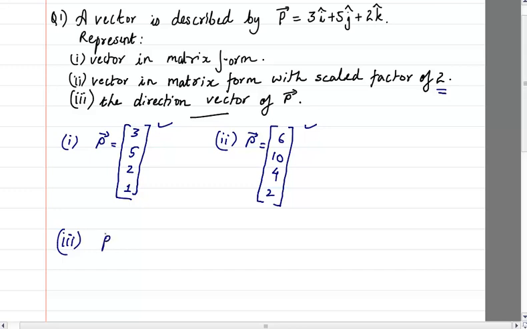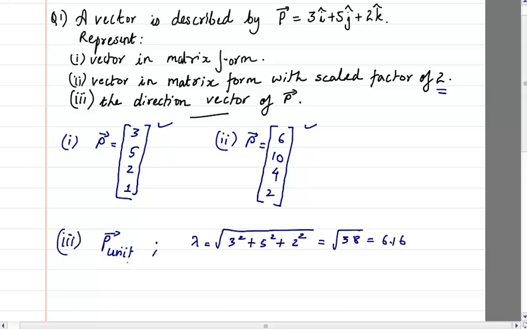So I want to find p unit. For p unit, I will first have to find out what is the magnitude of the vector p. The magnitude of vector p is going to be under root of 3 square, which will be 9, 5 square, which will be 25, and 2 square, which will be 4. Totally, we will get under root of 38, and that will give us an answer of 6.16.